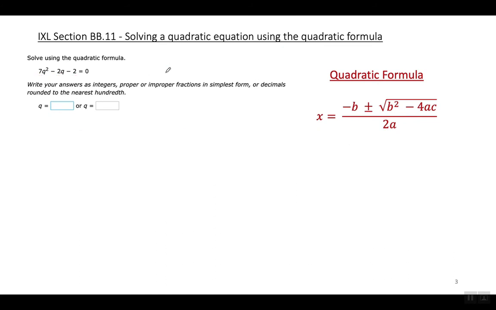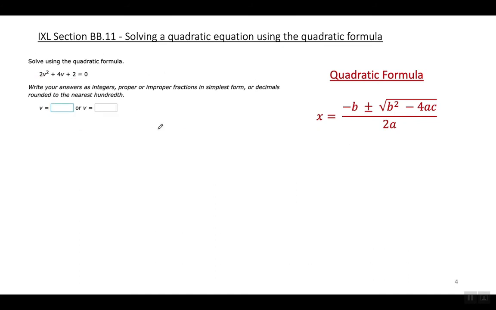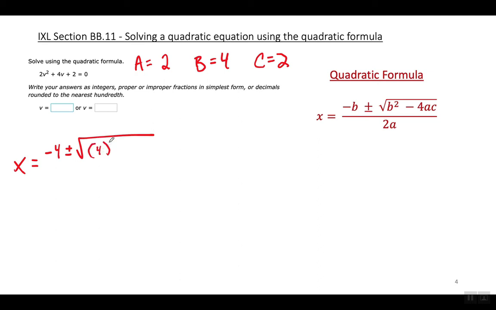So that's why we use the quadratic formula. All right, let's look at our next example. Okay, so again, first identify what's A, B, and C. A is 2, B is 4, C is 2. Now let me plug that into the formula. X equals negative B, so -4, plus or minus the square root of b squared, so 4 to the second power, minus 4 times a, which is 2, times c, which is 2. And on the bottom we have 2 times a, which is 2.